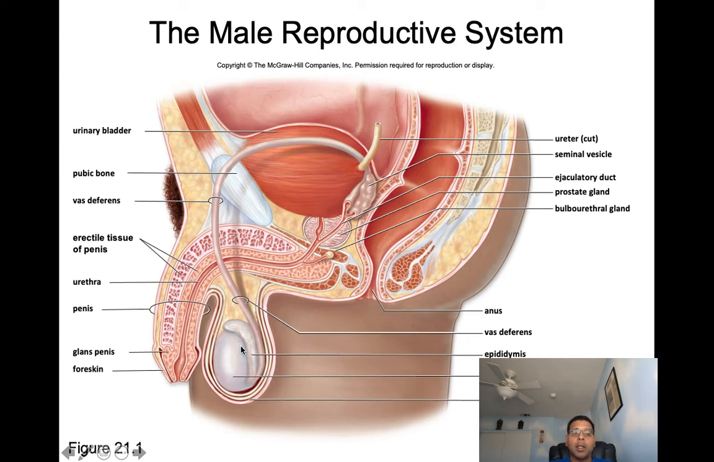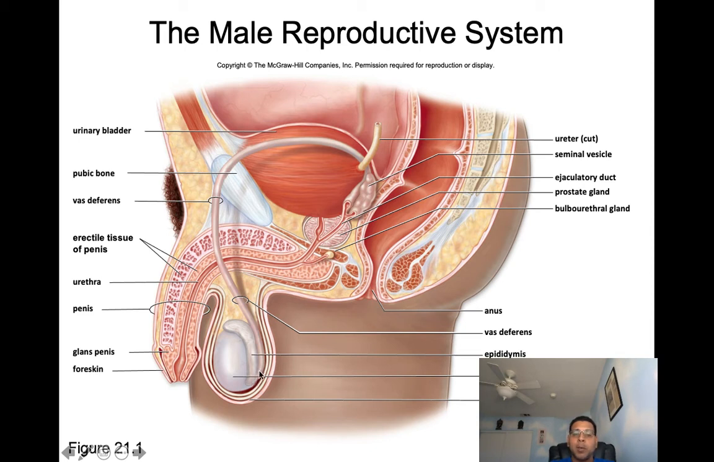And here you can see the testes have this structure right back in here. This is called the epididymis. So right inside of here is where sperm production will occur. And then right inside of here is where sperm storage occurs until it matures. And so this is the epididymis.